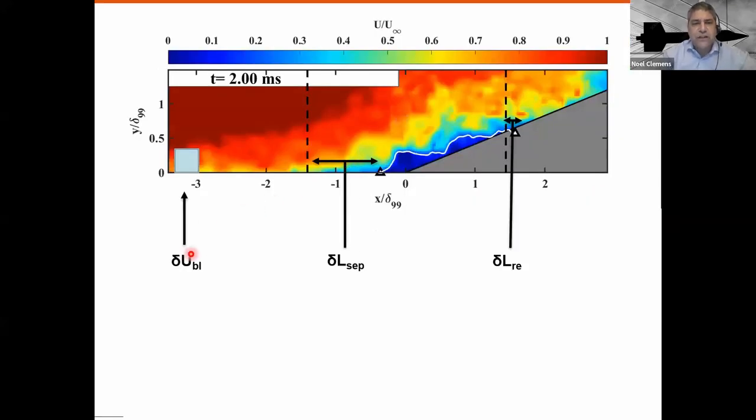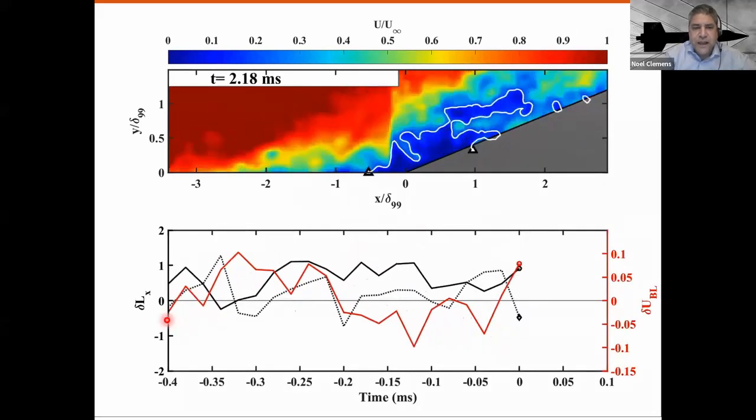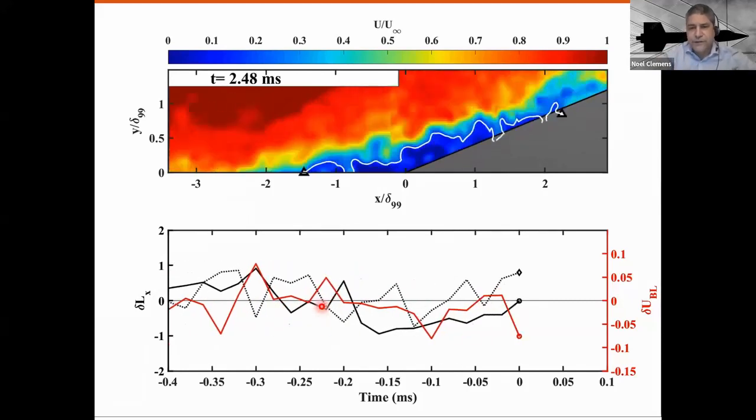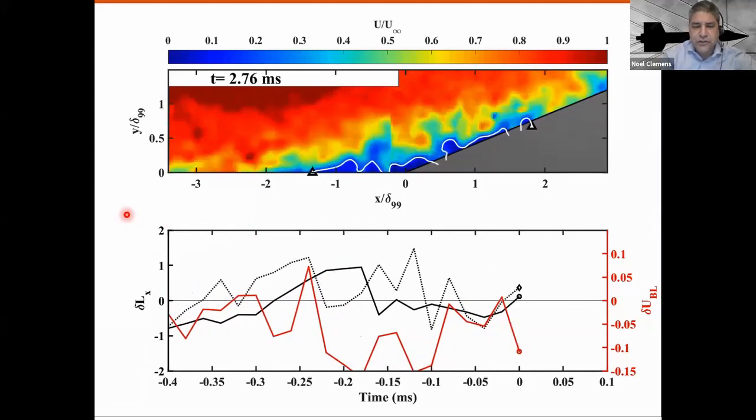This is a way to look at some correlations. I'm going to define this little window here. We're going to average the velocity in here and make a velocity fluctuation, which I'll call delta U boundary layer. Then we're going to measure the location of the instantaneous separated flow surrogate line from its mean value and call that delta L sep. Then we measure the distance between the instantaneous reattachment location and its mean location, and call it delta L re, for reattachment. This is just playing a time series of those. You're not going to get too much from that, but it shows you what they look like.